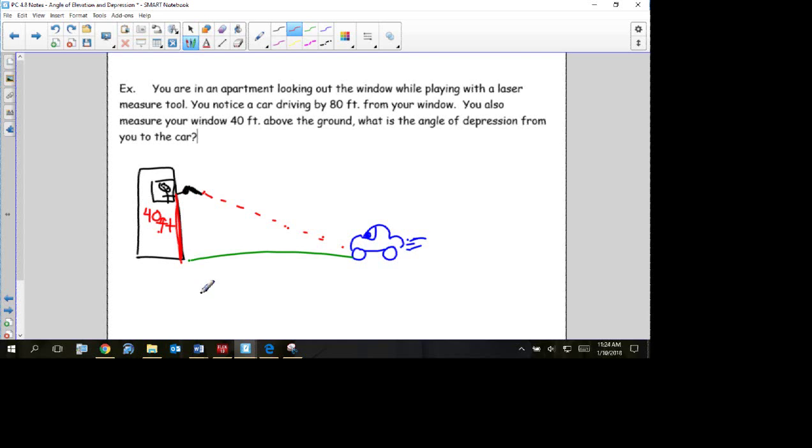Your laser is not going to go down and then measure horizontally. And the car is not up in the air, so it's not going to measure straight up to the car. It's going to measure this way. The 80 feet is going to be the hypotenuse.